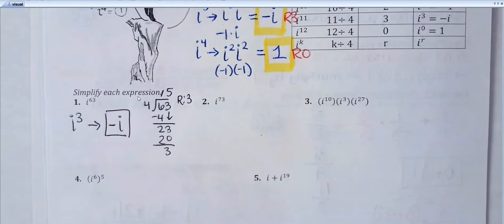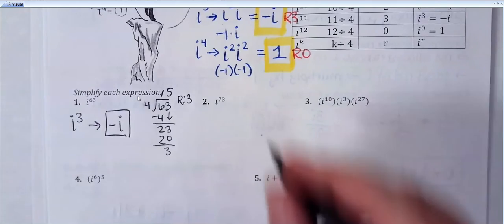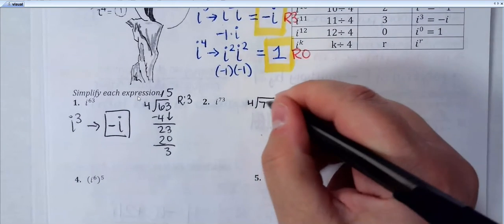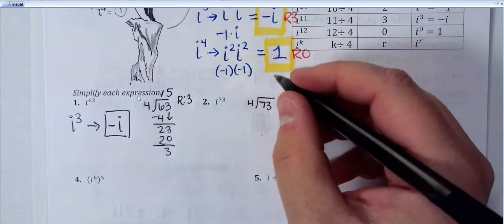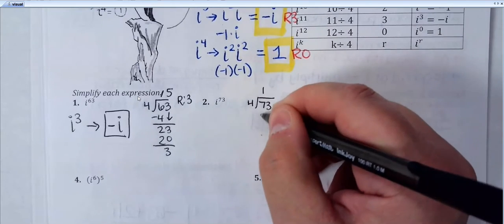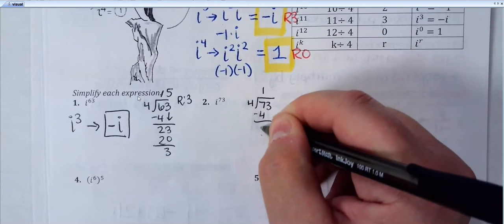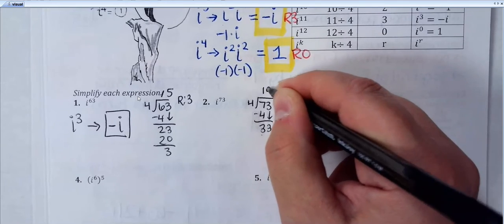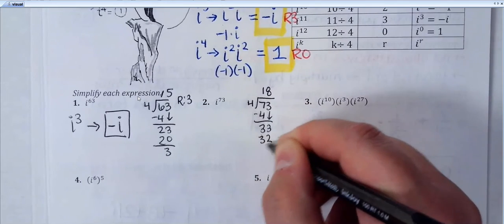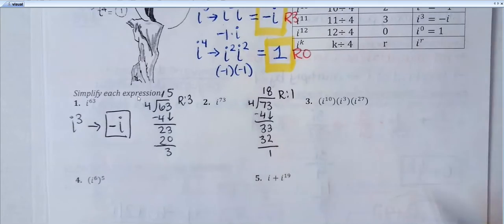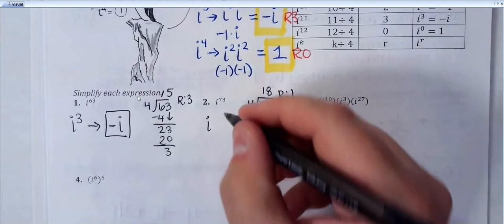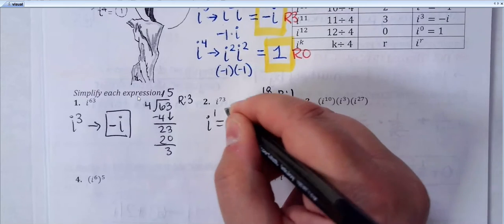So I'm just looking for the remainder. Okay, divide by 4 because you only have 4 options. That's what's going on there. If I put that into 73, this would be 1, 4, bring this down. 4 goes into 33 8 times. This would be 32. So my remainder would be 1. So that is equivalent to just i to the first, which is just simplified to be i.